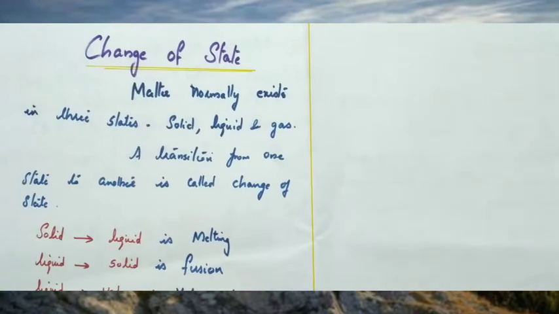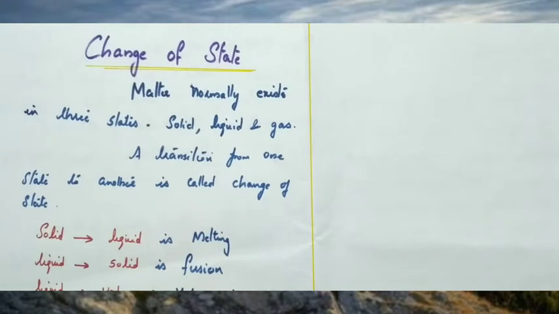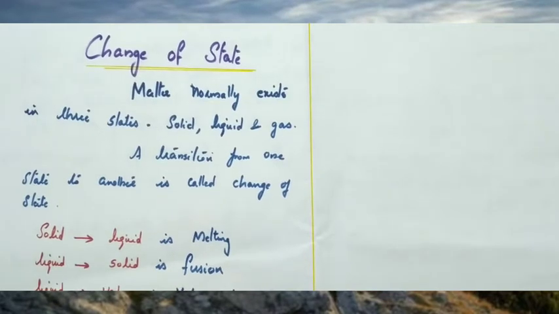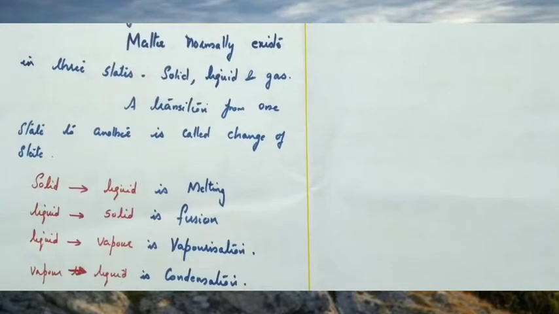Today we are going to discuss change of state. We know that matter exists in three states, namely solid, liquid and gas. It can be converted from one state to another by heating or by cooling. A transition from one state to another is called a change of state. Okay, so change of state means transition from one state of matter to another.